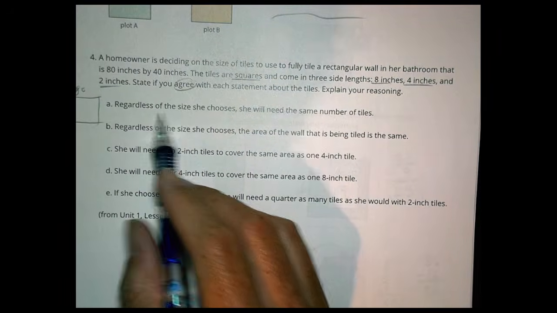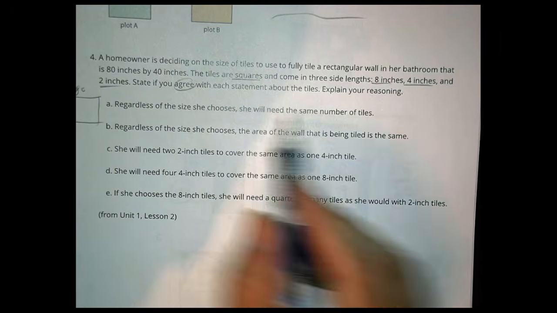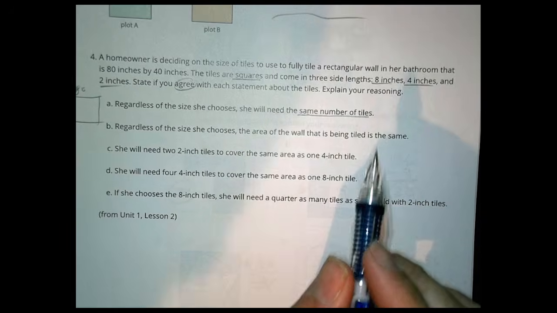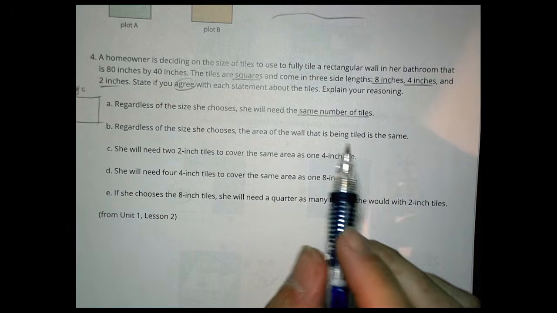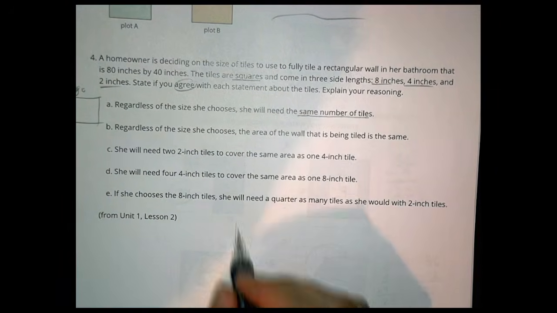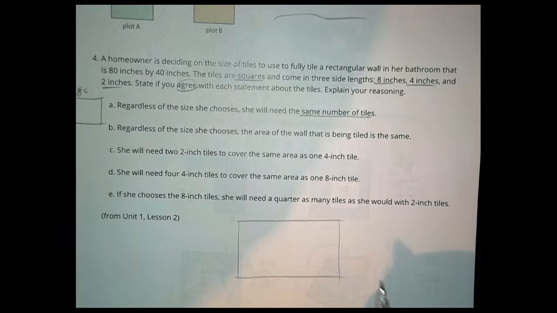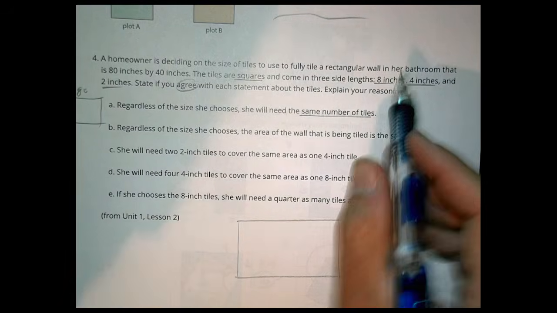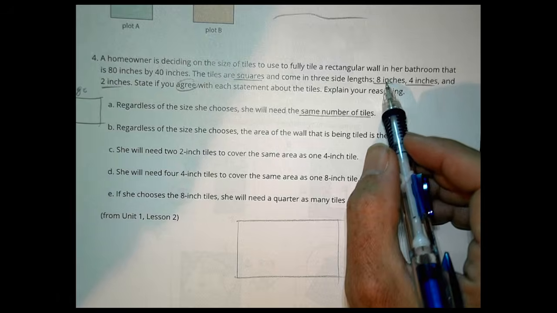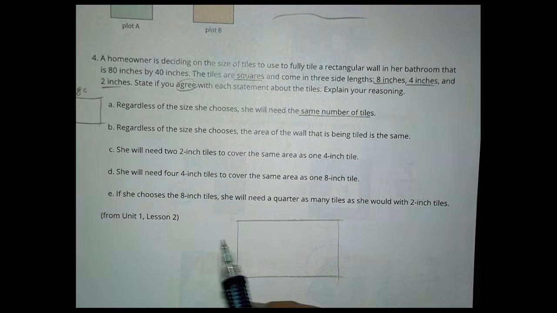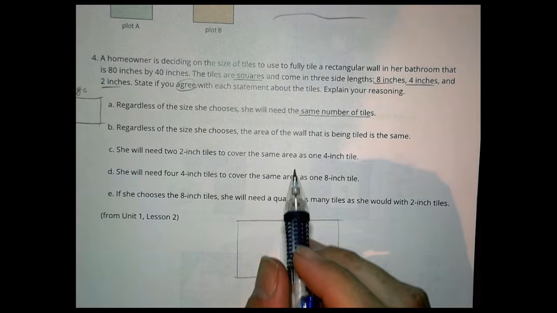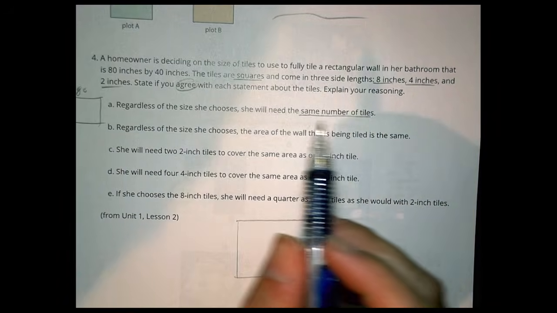Regardless of the size she chooses, she will need the same number of tiles. Well, that doesn't make a lot of sense. Let's say I have a giant space to cover, right? If I use the 8-inch tiles and some 2-inch tiles, those are very different sizes. I'm going to have a variety of sizes to make this work as it is, and realistically, I'm not going to buy the same number of everything. It just doesn't make a lot of sense. So it's not going to work for me. So we're going to say, no, I don't agree with that one there.